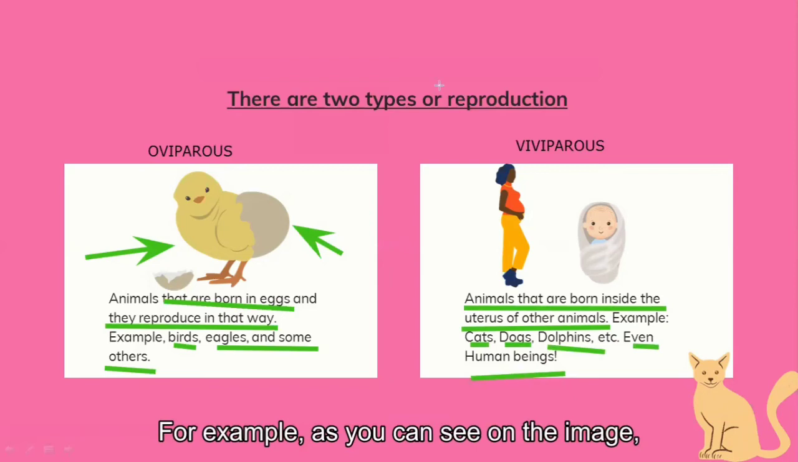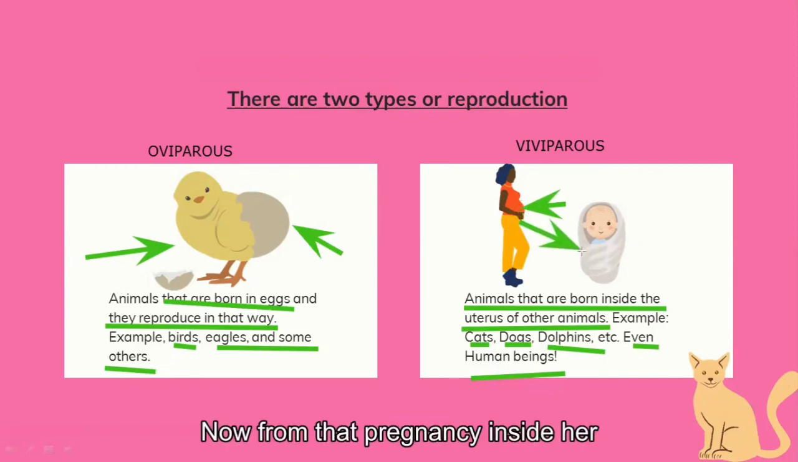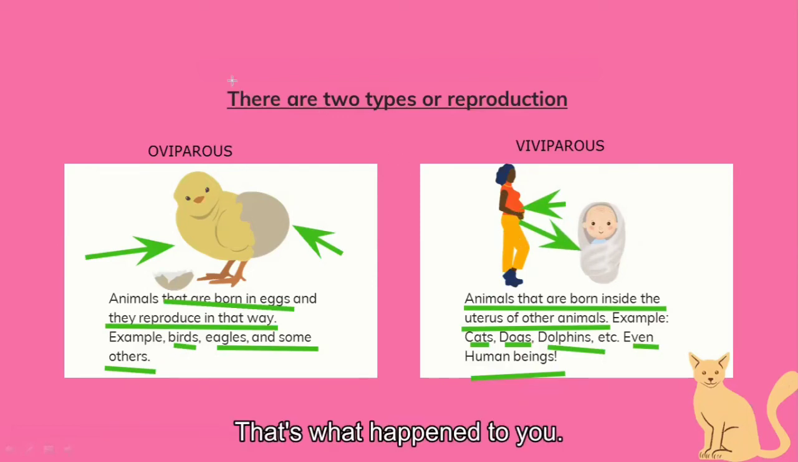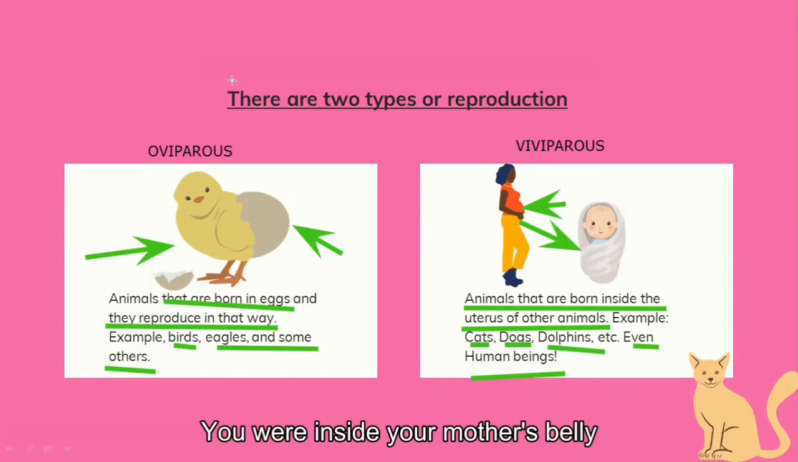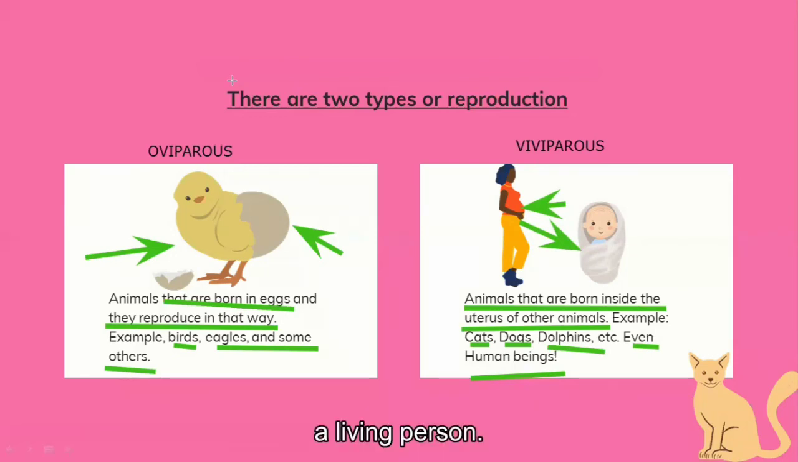As you can see on the image, this is a pregnancy. She's pregnant. And from that pregnancy inside her, a baby comes from her. That's what happened to you. You were inside your mother's belly and you came from that belly and now you are a living person.